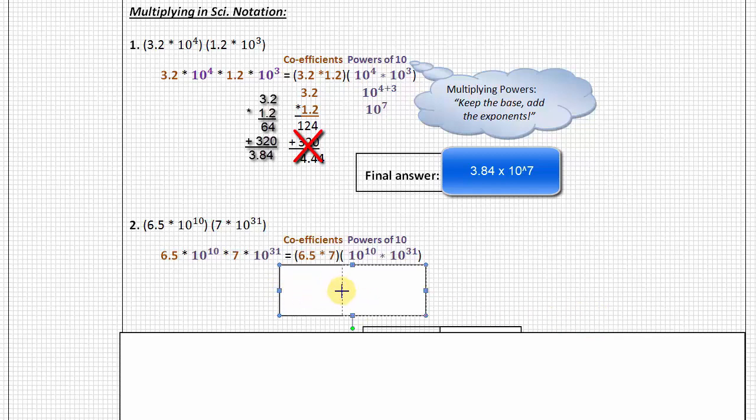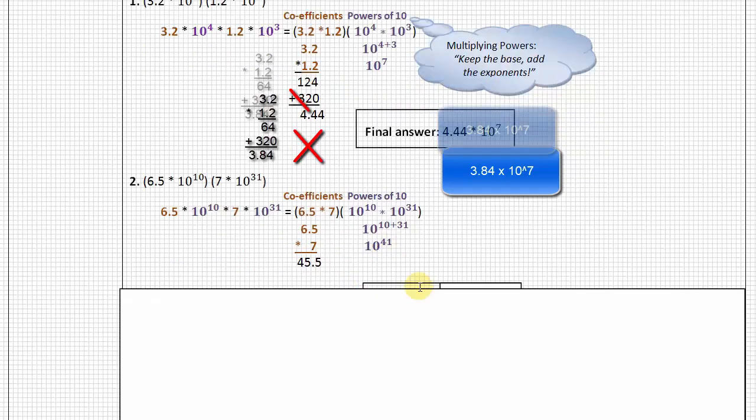So to do the coefficients, I went ahead and multiplied it this way, multiplied by that 7. 7 times 6 and 5/10 gave me 45 and 5/10. Then I multiplied my powers, keeping the base, adding the exponents. I got 10 to the 41st.